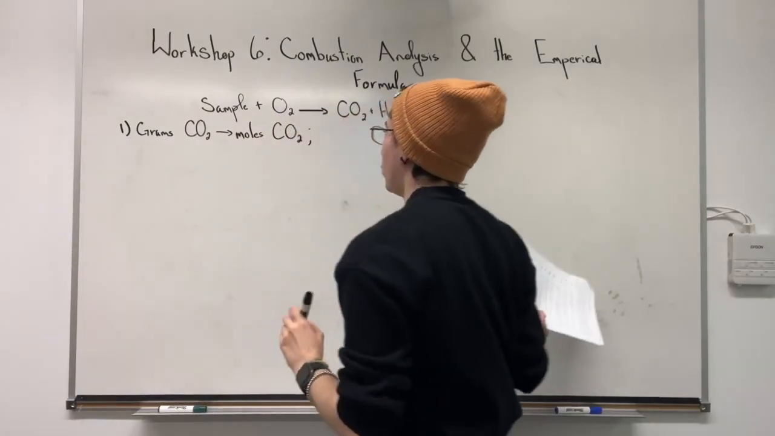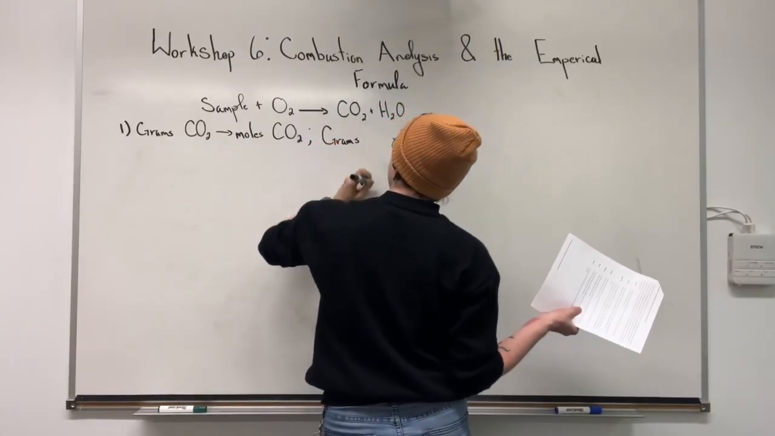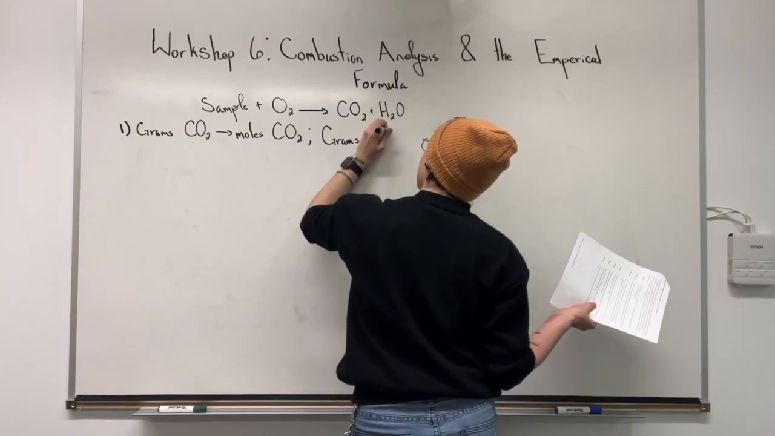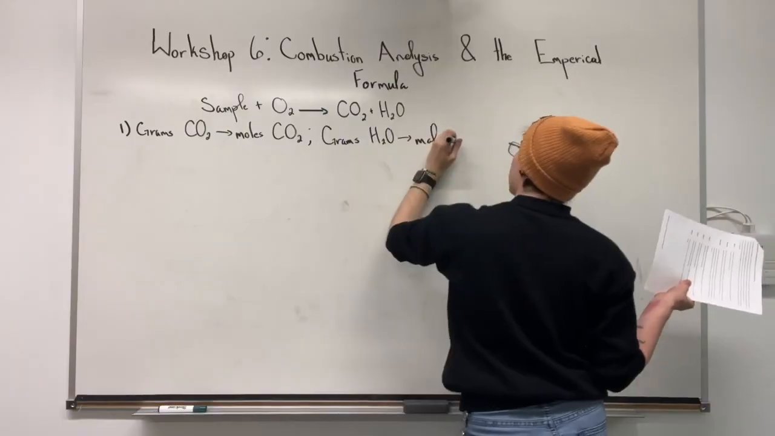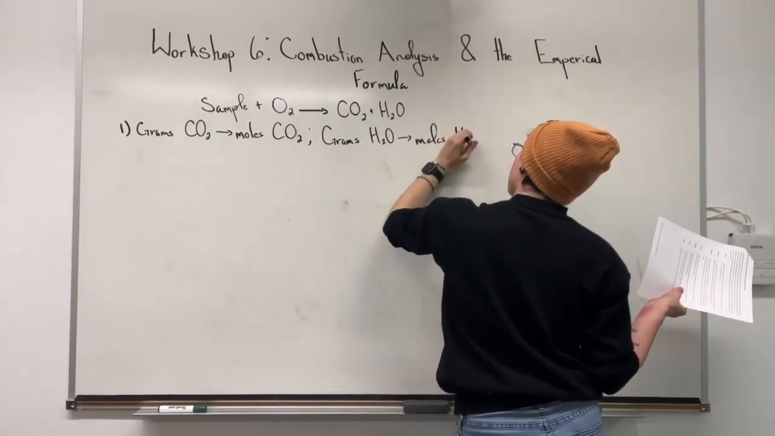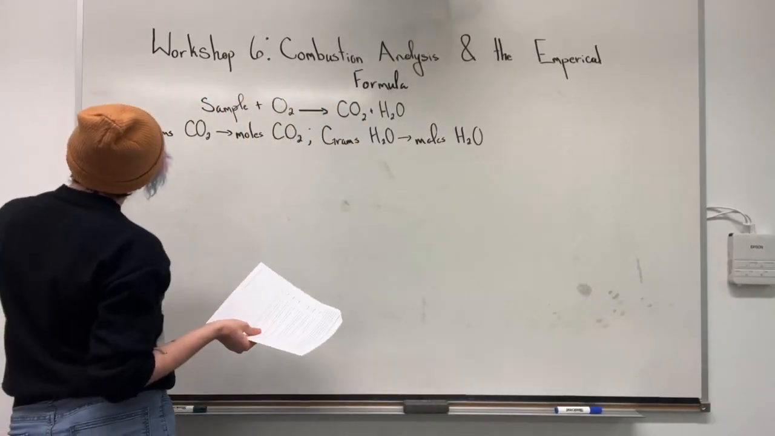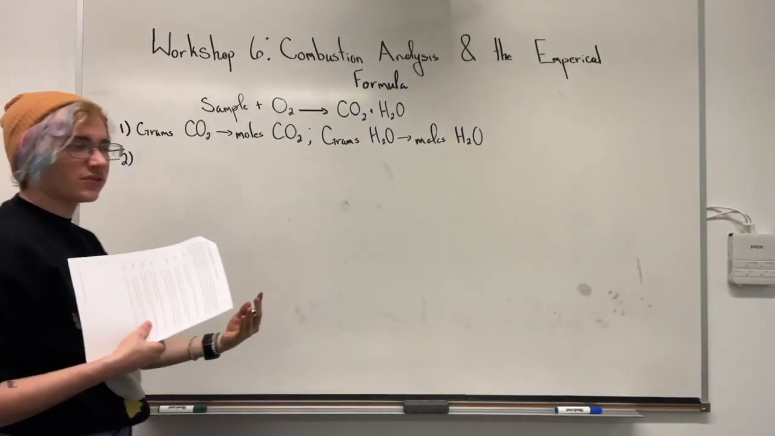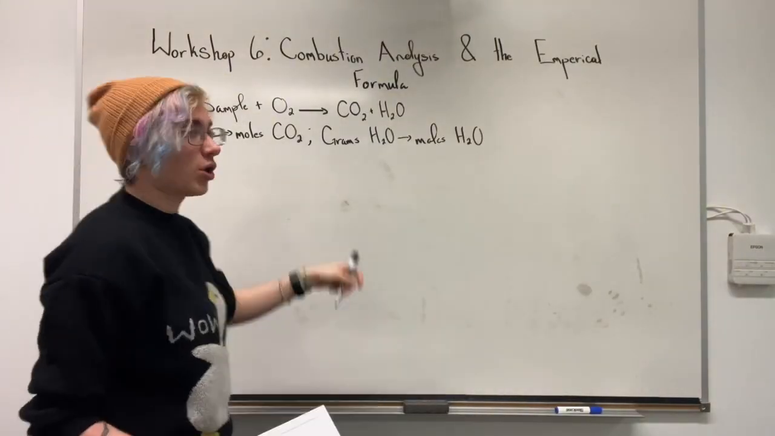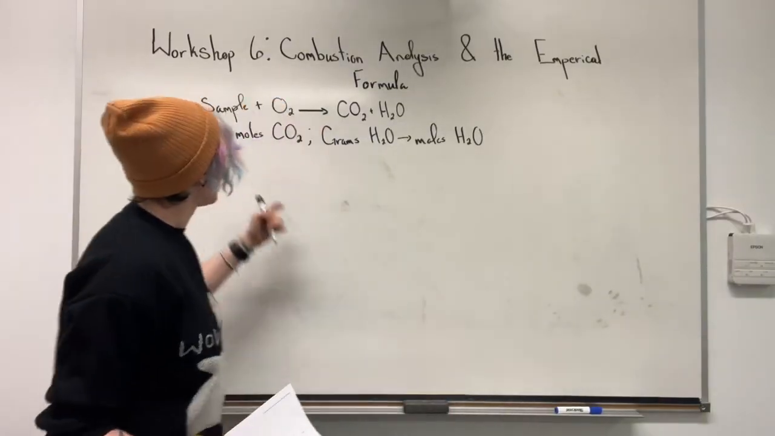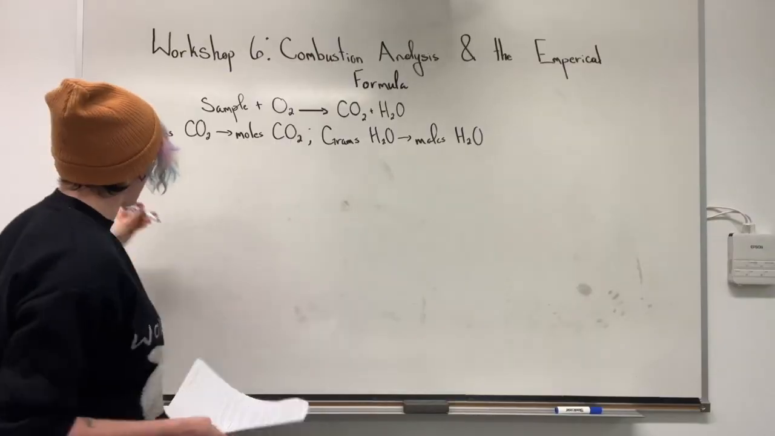So grams of CO2 become moles of CO2, and grams of H2O become moles of H2O. So now we are in moles, and moles allow for a lot more conversions between different substances and between atoms. The sample does not contain carbon dioxide and water, it contains carbon and hydrogen. And so we can use our moles of each product to get moles of individual atoms.